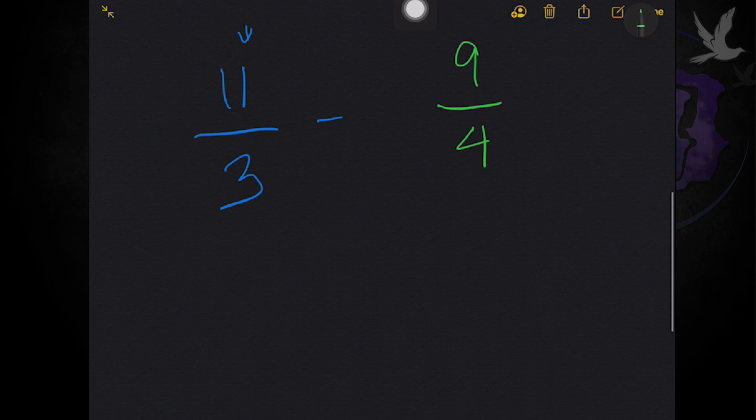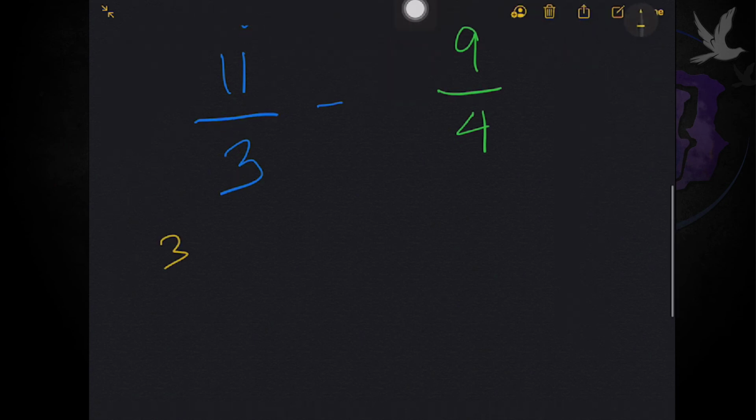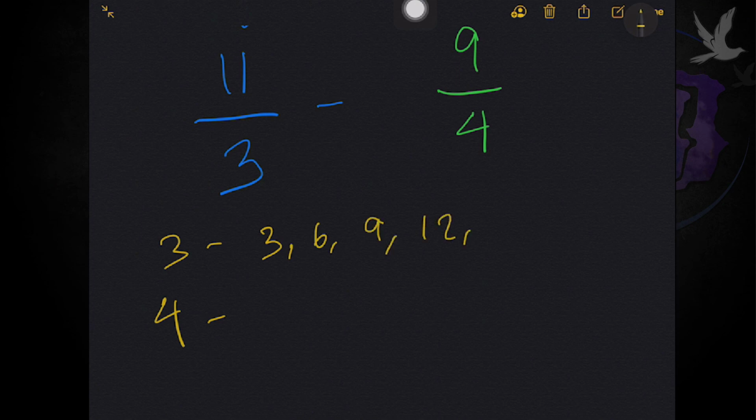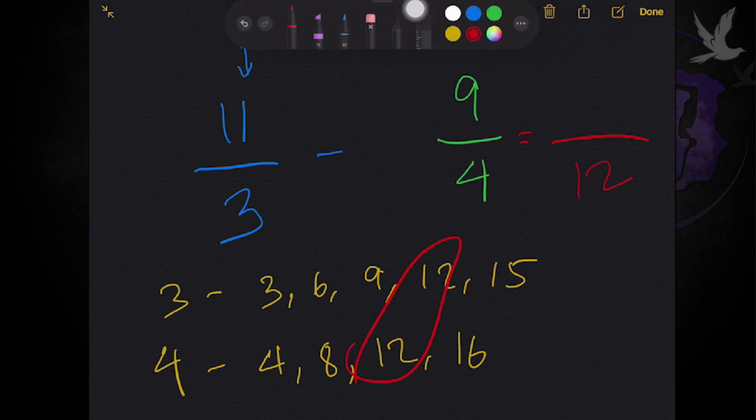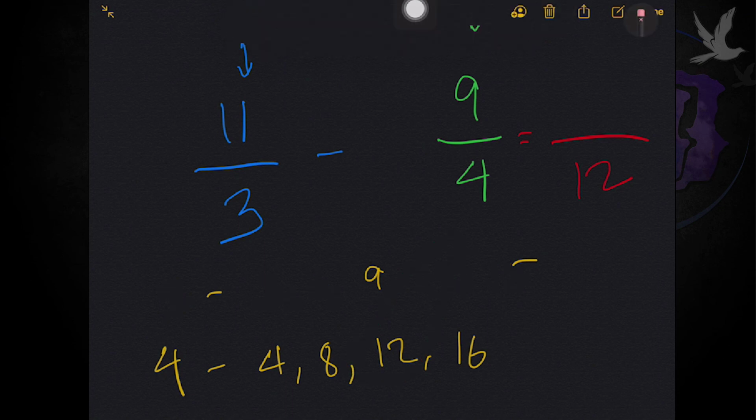Okay? So all you have to do now is to take our denominators, which is 3 and 4. Let's skip count. So that's 3, 6, 9, 12, 15. For 4, we have 4, 8, 12, 16. So if you notice, we already have a common multiple right away: 12. So we can now say that our denominator here, or least common denominator, or LCD, is 12. Okay, let me erase so we have more area for working.